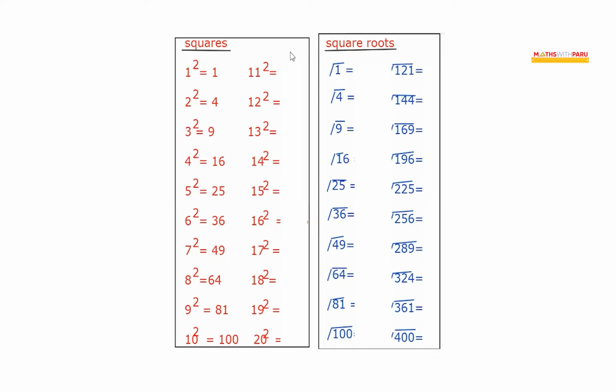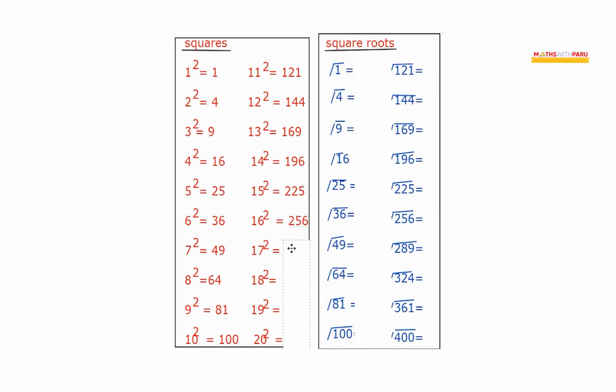Now let's have a go at the square numbers from 11 to 20. 11 into 11, 121. 12 into 12, 144. 13 into 13, 169. 14 into 14, 196. 15 into 15 is 225.